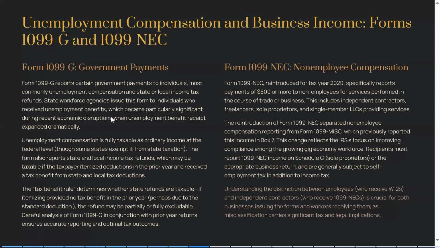The 1099-NEC, nonemployee compensation. The 1099-NEC specifically reports payments of $600 or more to non-employees for services performed in the course of a trade or business. So the 1099-NEC came into play in 2020. Before, we only had the 1099-MISC. So we're going to talk about that. I think that might be next.